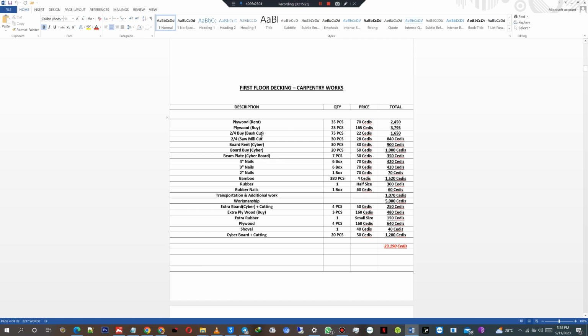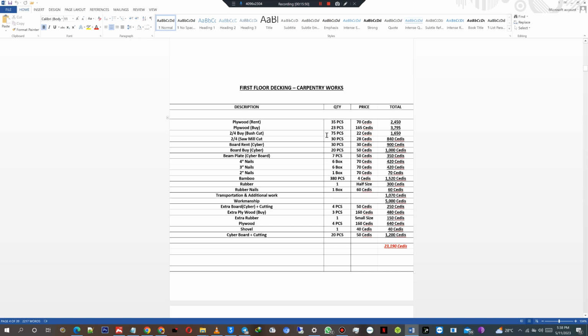Actually, I rented the plywood and I bought some of the plywood, and I rented some of the 2x4 and I bought some of the 2x4, including the cyber board. Okay, so the overall estimate of the carpentry works was 23,190 Ghana cedis. I rented 35 pieces of plywood, each cost 70 Ghana cedis, and the total was 2,450 Ghana cedis.